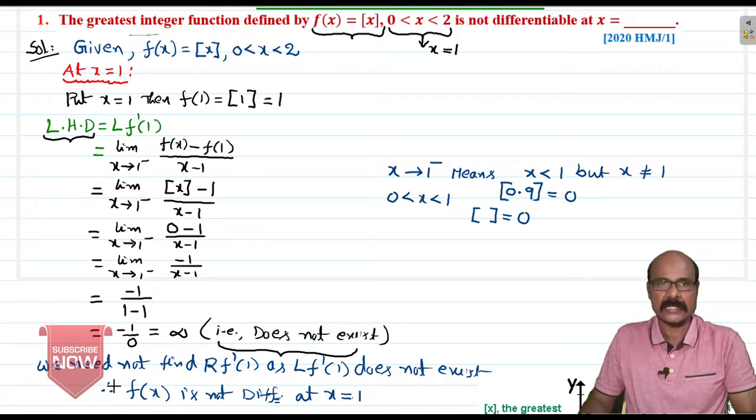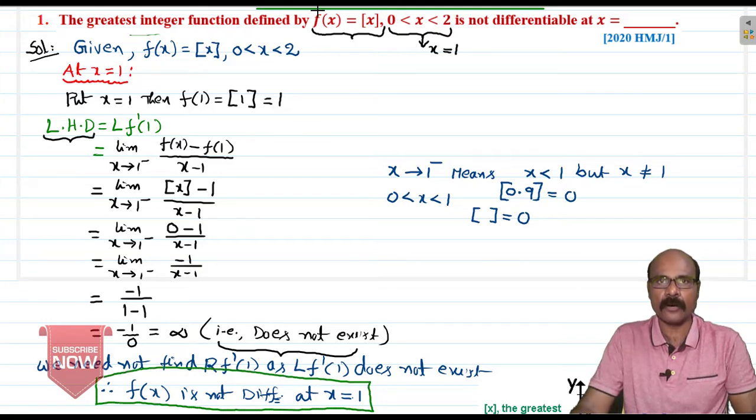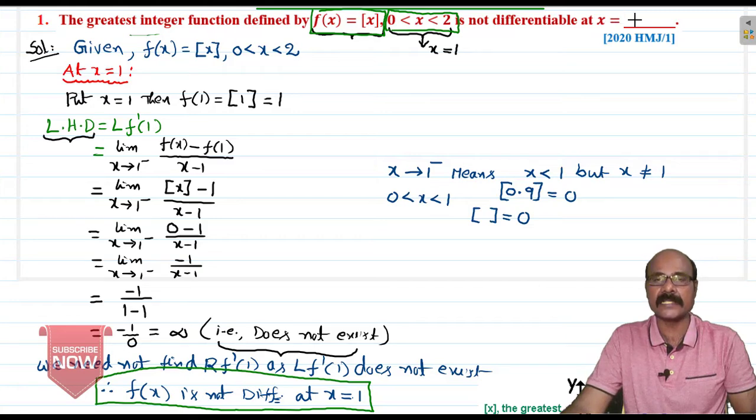So what is the answer for this question? The given function f of x is equal to step x in the interval 0 to 2 is not differentiable at integral points. So what is the integer between 0 and 2? 1. That's why at x equal to 1 it is not differentiable. Okay, I hope you understand.